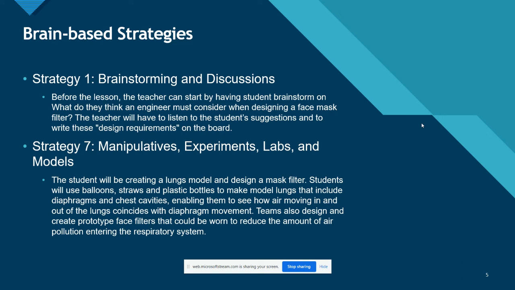Another strategy is strategy 7, manipulatives, experiments, labs, and models. In this strategy, students create a lung model and design a mask filter. They use a balloon, straw, and plastic bottle to make model lungs that include a diaphragm and chest cavity, enabling them to see how air moves in and out of the lung in coordination with the diaphragm movement. Working as a team, they also design and create a prototype face filter that can be worn to reduce the amount of air pollution entering the respiratory system.